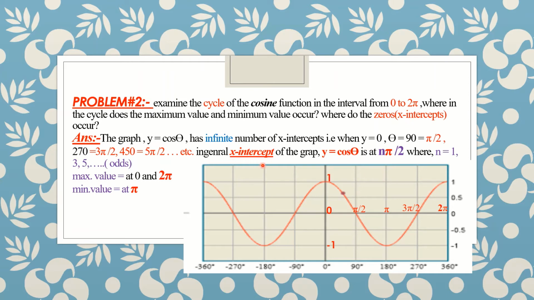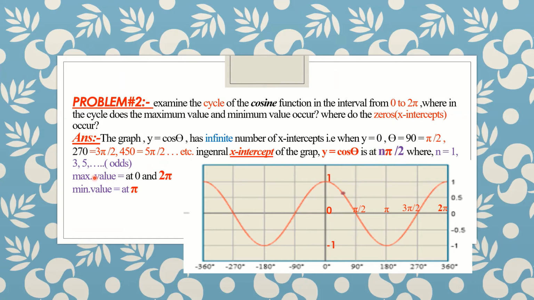So there are an infinite number of x-intercepts or zeros. In general, the x-intercept of the graph y equals cos theta is at n pi over 2, where n is 1, 3, 5, and so on, taking odd numbers multiplied by pi over 2. The first one is 1 times pi over 2, it's pi over 2. The second one is 3 times pi over 2, which is 3 pi over 2, and so on. You can take plus or minus of n.